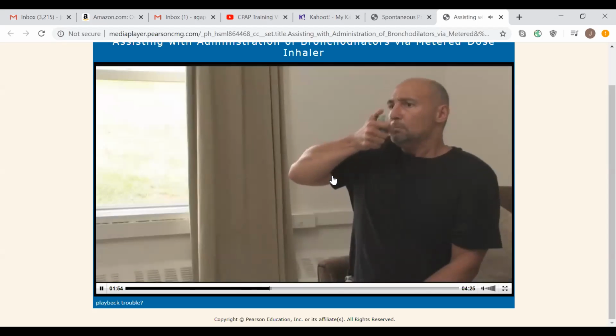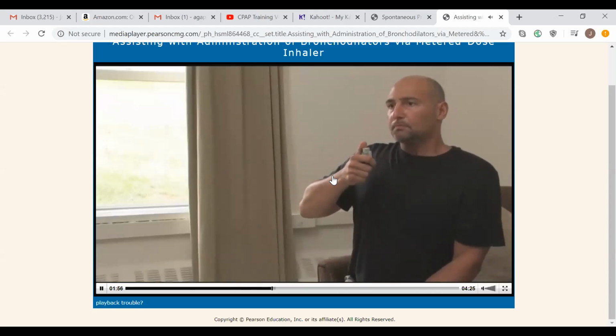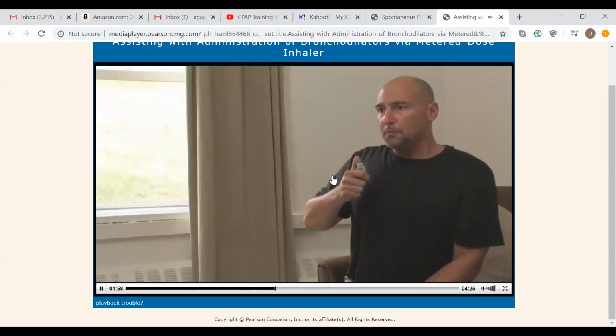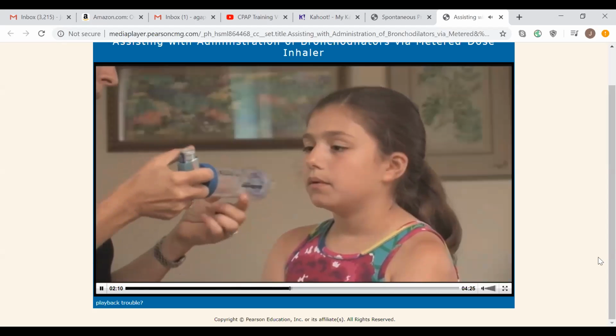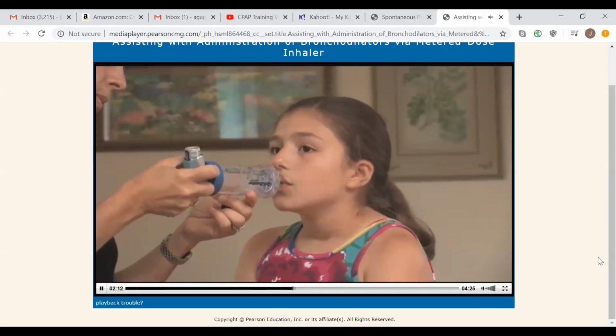The patient must coordinate their inhalation with activation of the device so that the drug will deposit itself into the bronchioles. Because the coordination can be difficult at times, some metered dose inhalers come with a chamber or spacer that attaches itself to the plastic container. The chamber holds the medication until the patient inhales it.